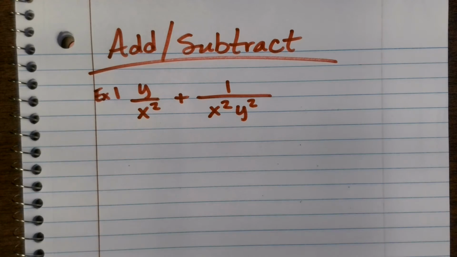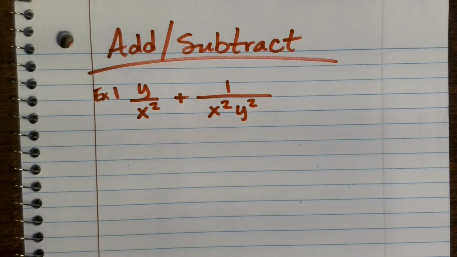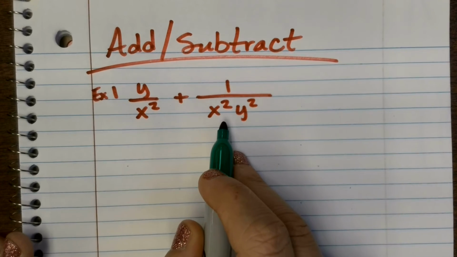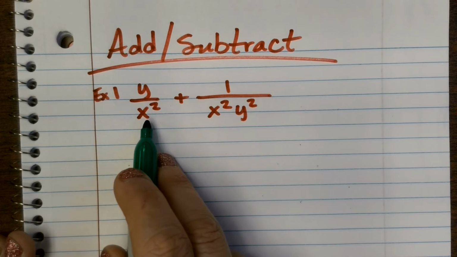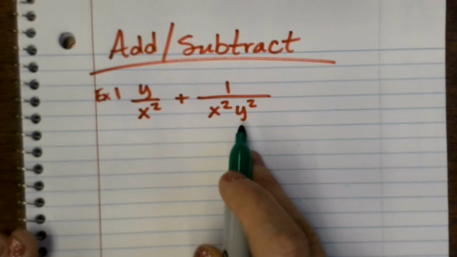Next we have adding and subtracting fractions. So the first type, again, it's going to start a little more simple where we don't have things that need to be factored. But remember, whenever I'm adding or subtracting fractions, that I need a common denominator. So looking at my denominators, we can see for this first example that they have an x squared in common, but this first fraction needs a y squared as well.